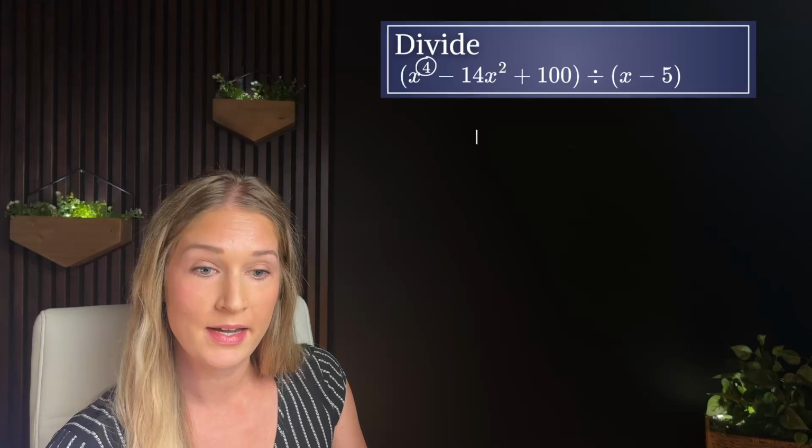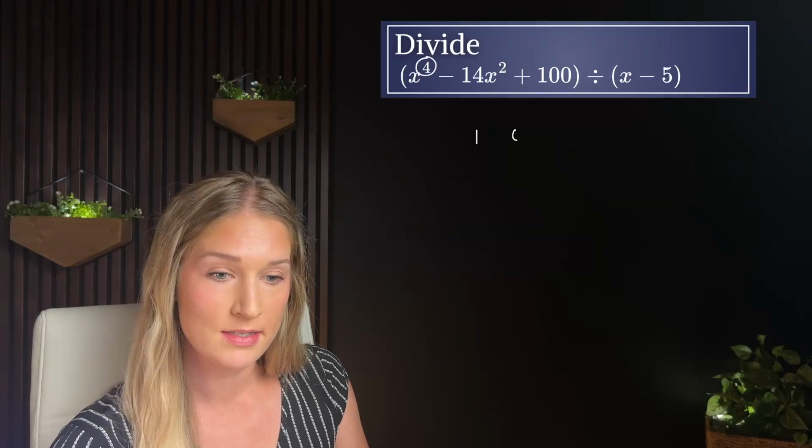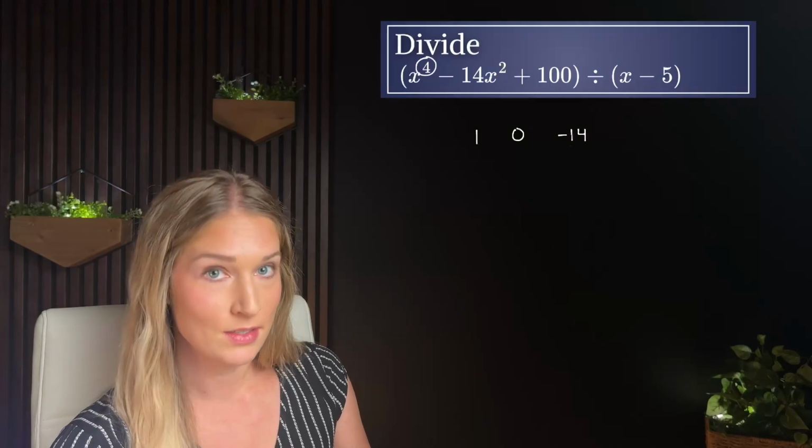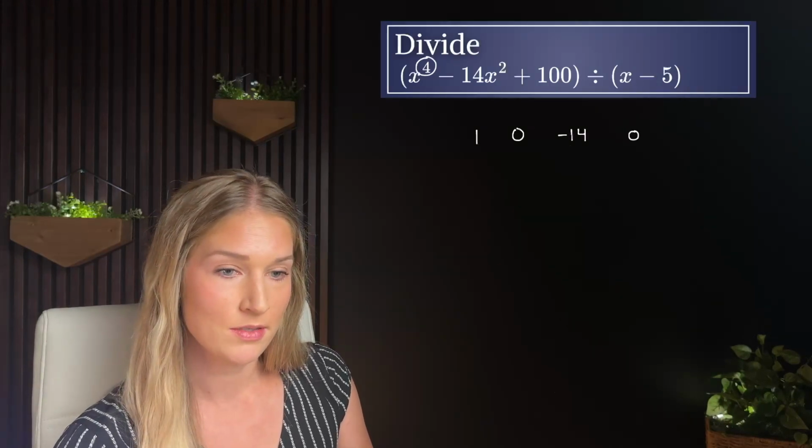And then remember that I have 0x to the third, so I need that 0. Then I have negative 14x squared. I have 0 x's, so I put a 0 as a placeholder there, and then a 100.